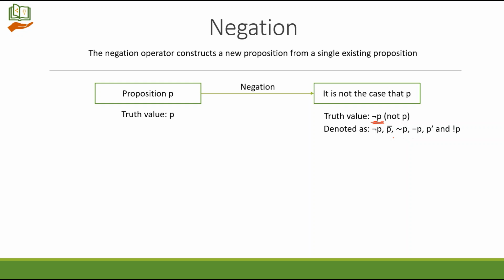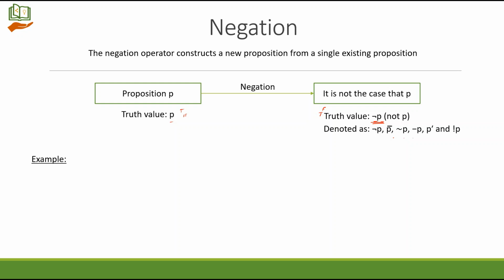Why have they mentioned here P truth value and not P truth value? We know when there is a proposition named P, there are two possible values for it: true and false. So when the proposition is true, the negation becomes false. When the proposition is false, the negation becomes true. So that's why they mention it as P and not P. When P is true, not P becomes false. When P is false, not P becomes true.